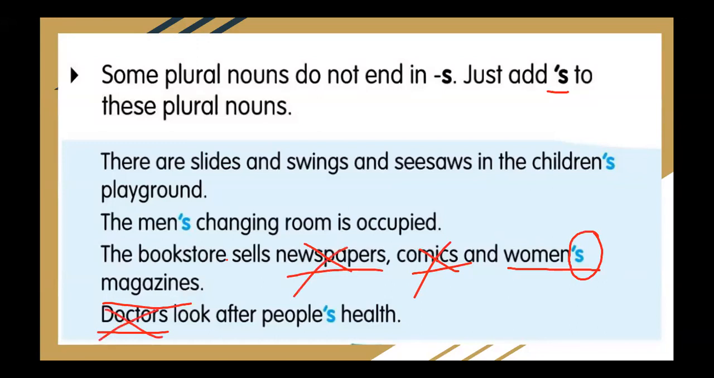Because see, after doctors, what is coming? Look, a verb is coming, right? Doctors look. But here see, people's health. After people's, health is coming. Two nouns together. So that's why it's telling about some possession. That's why we are writing people apostrophe S, people's health.